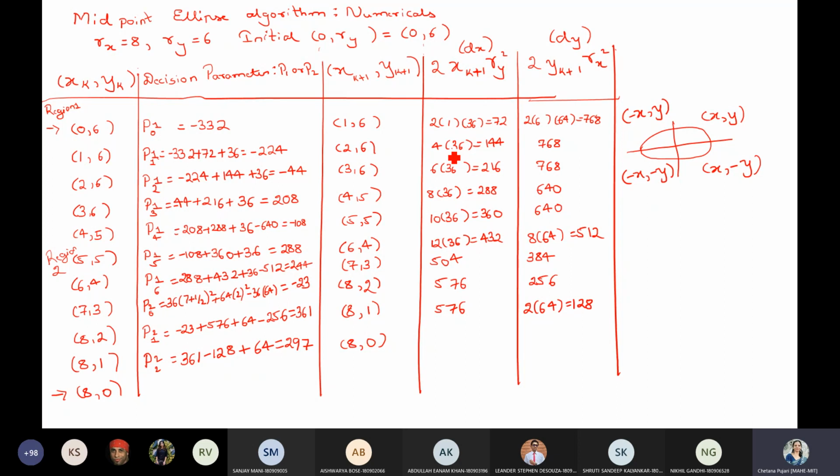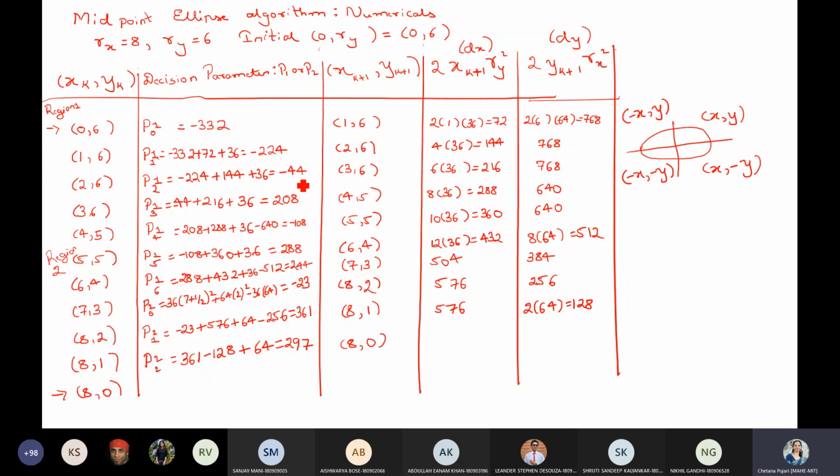So the updated x value is 2, right? So 2 into 2 is 4. So 4 into 36 is 144. For y we are going ahead with the same value. Again update your P1. It is the second iteration where we are updating your P1. So the new value of x and y is 2 and 6. You updated your P1 value, which is minus 44 in this case.